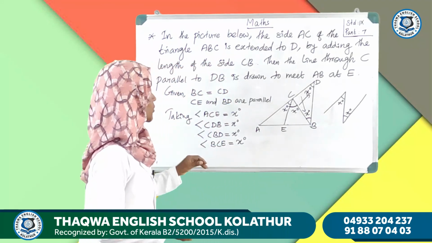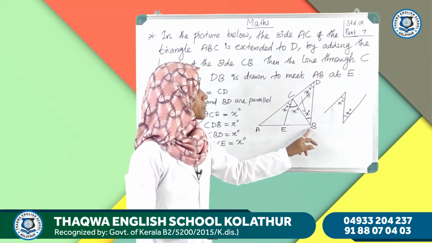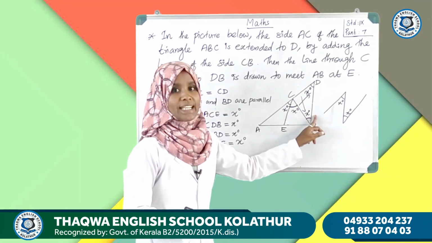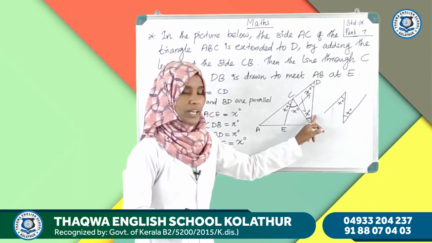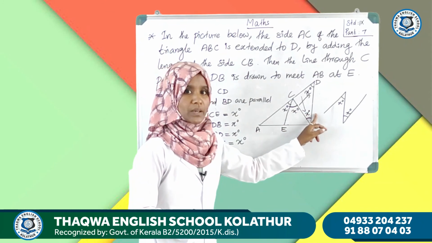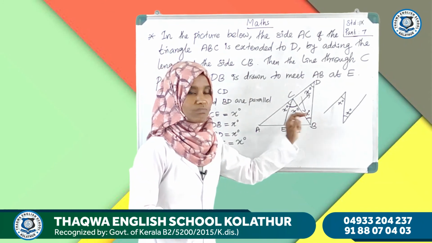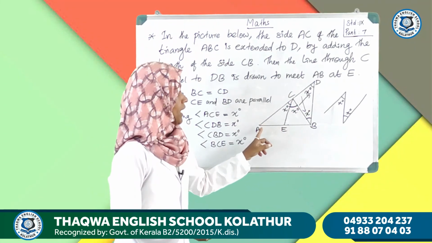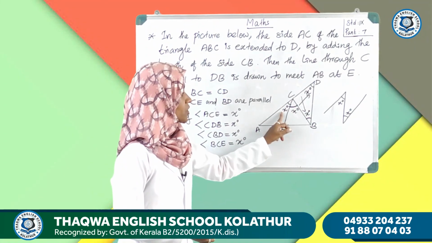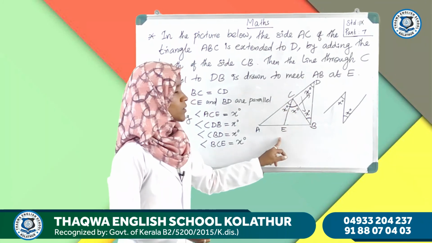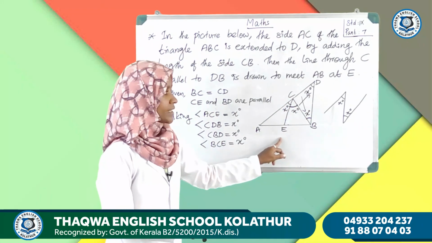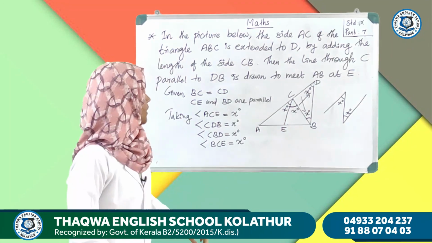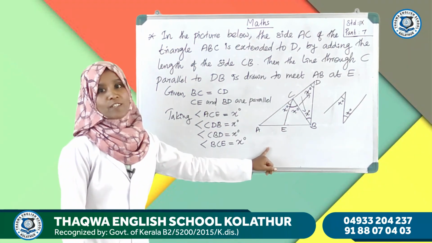Next, angle DBC and angle ECB are alternate angles, so they are also equal. Angle ACE equals x degree and angle BCE equals x degree. That is, CE bisects angle C. So our first part is over.